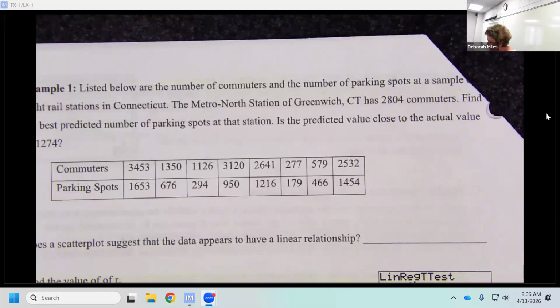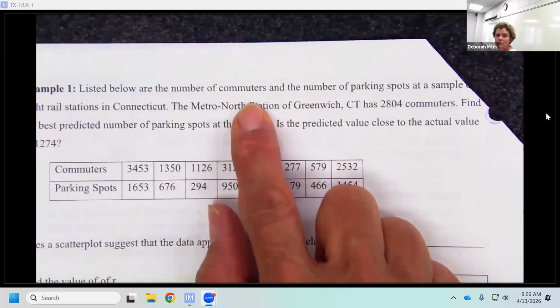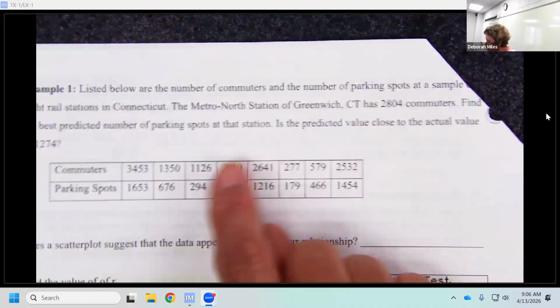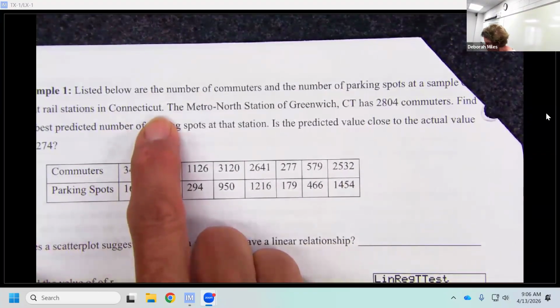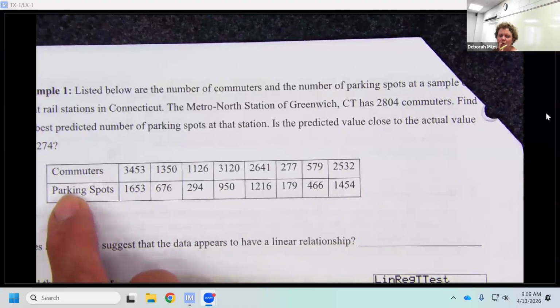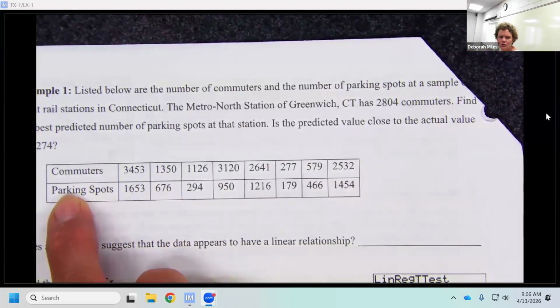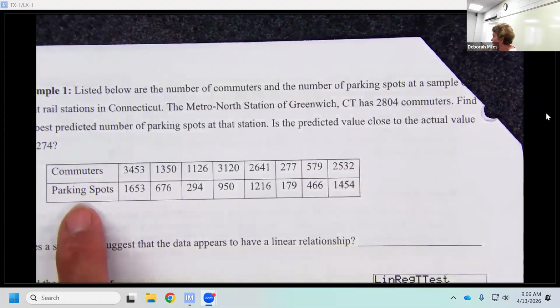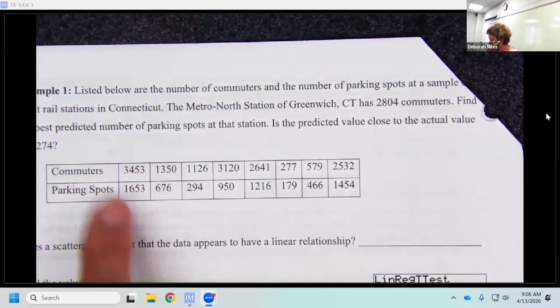Example 1. Listed below are the number of commuters and the number of parking spots at a sample of 8 rail stations in Connecticut. Does it seem like there would be a linear relationship between the number of commuters and number of parking spots? Seems like there should be. The more commuters you have, the more parking spots you're going to need to have. So there should be a linear correlation.